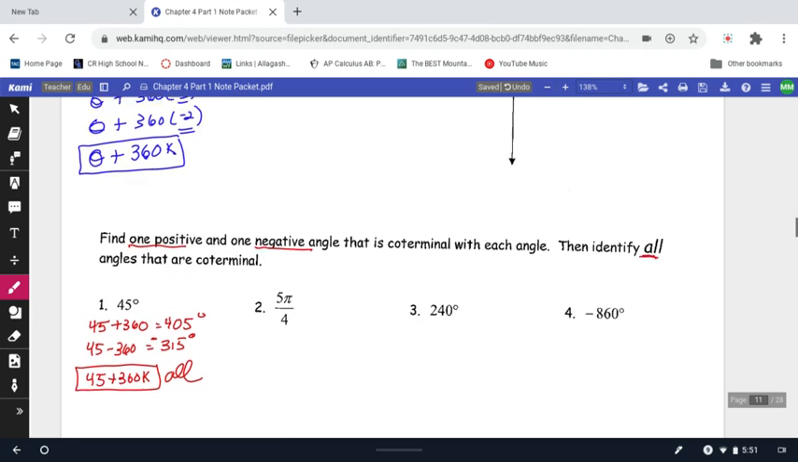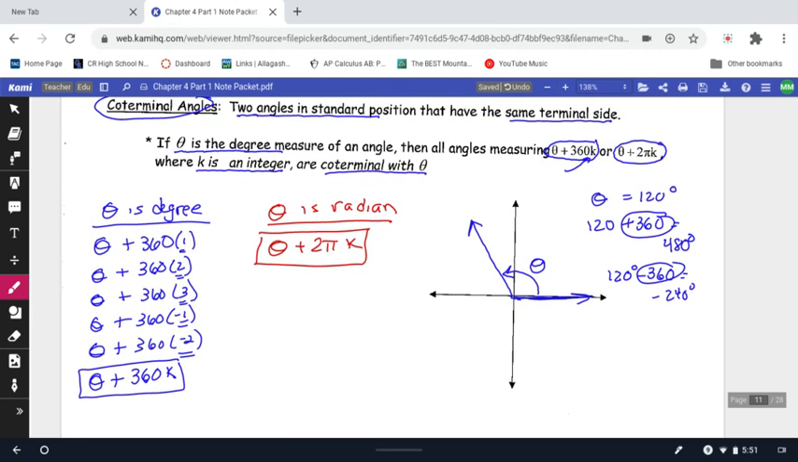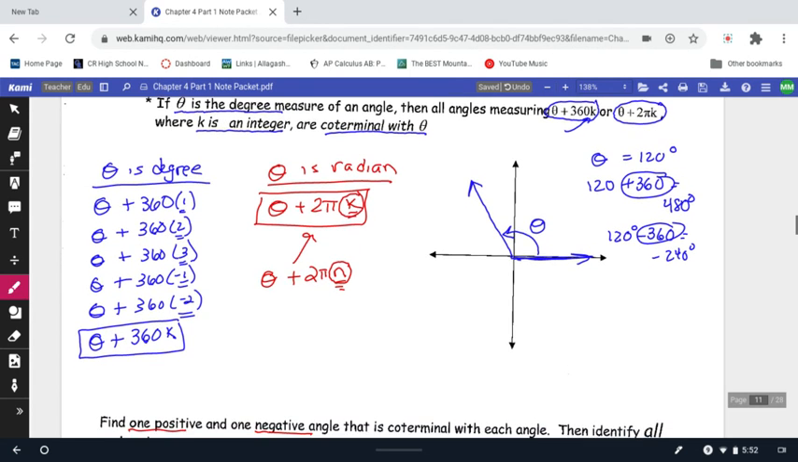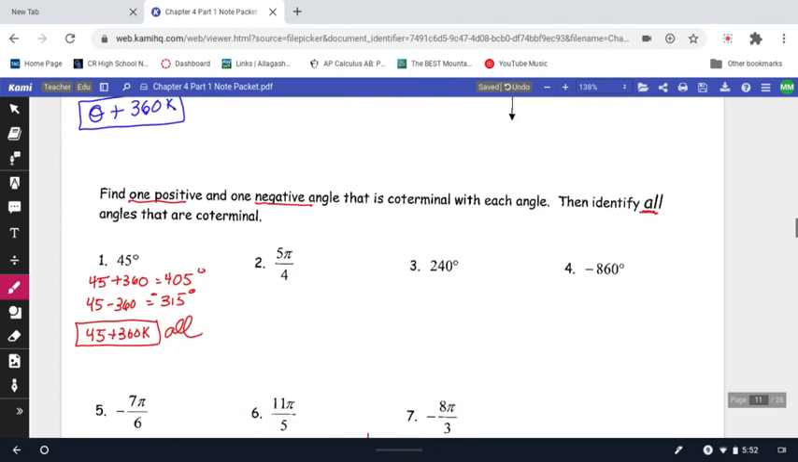One thing I do want to mention, I'll kind of go back up here to do it. This theta plus 2 pi k, some textbooks do theta plus 2 pi n. They use n instead of k. It's interchangeable. I don't care which one you use. I'm pretty sure next year in calculus, the textbook uses n, but the AP exam uses k. So it means the same thing, and I really don't care which letter you use.